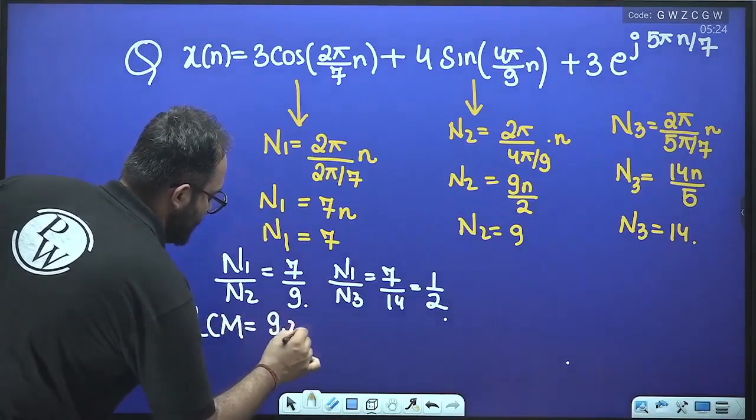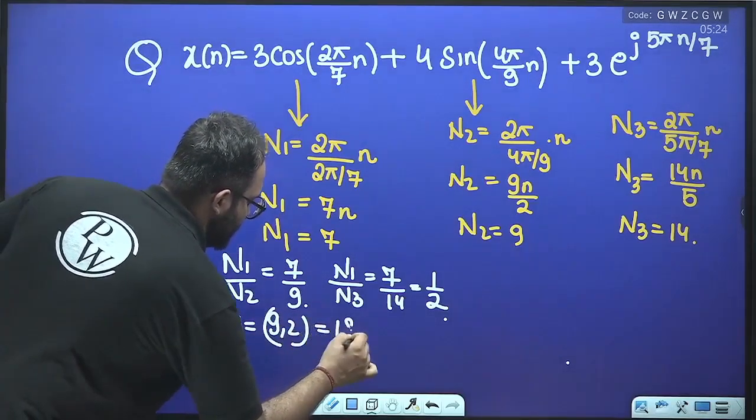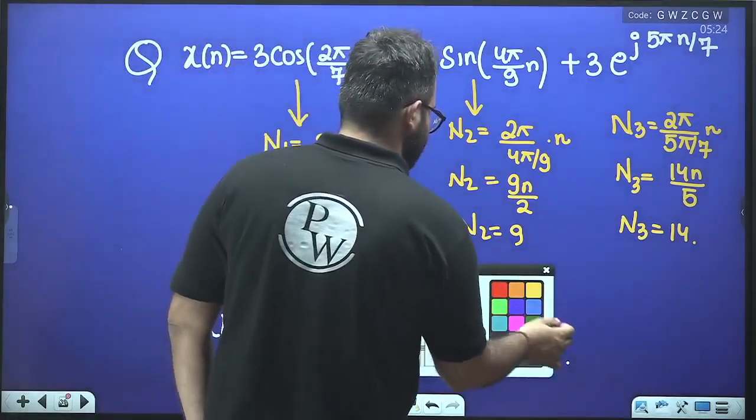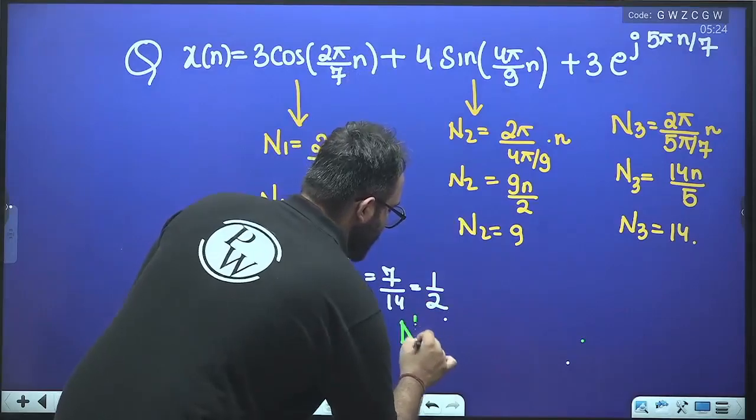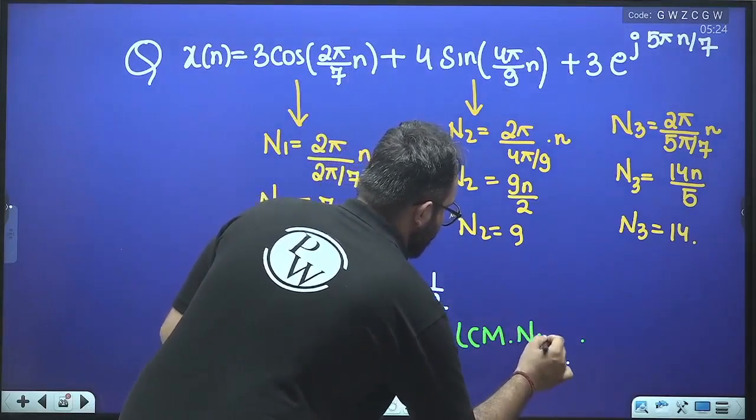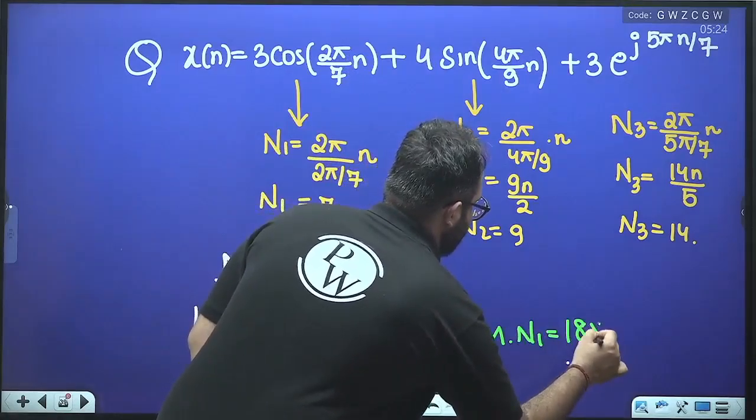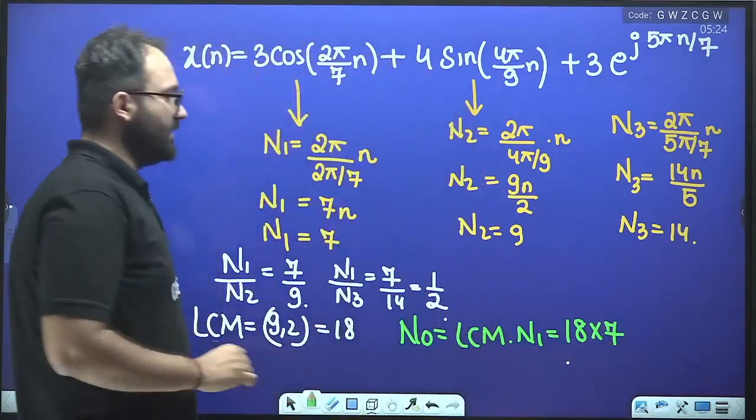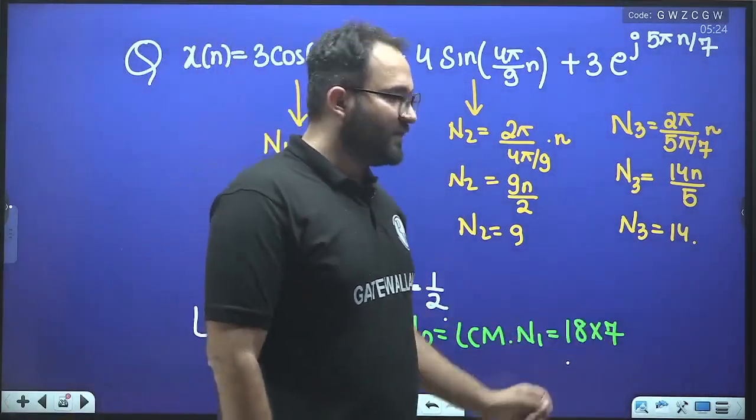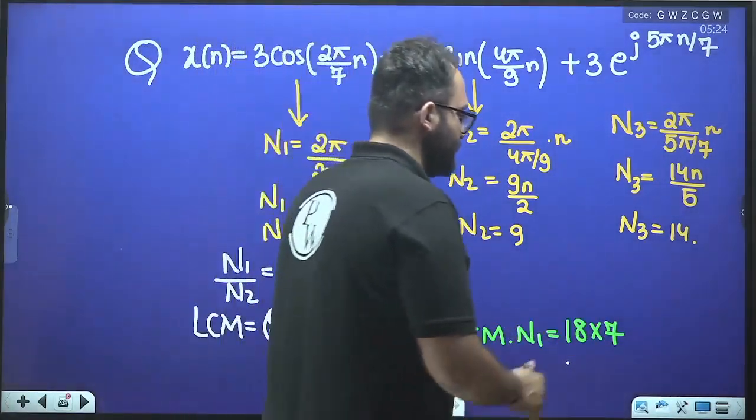LCM of 9 and 2 is equal to 18. And thus the final result, the period n0 is equal to LCM multiplied by n1. That is 18 into 7. So what is 18 into 7? 18 into 7: 7 eights are 56, 7 ones are 7, plus 5, that is 120.